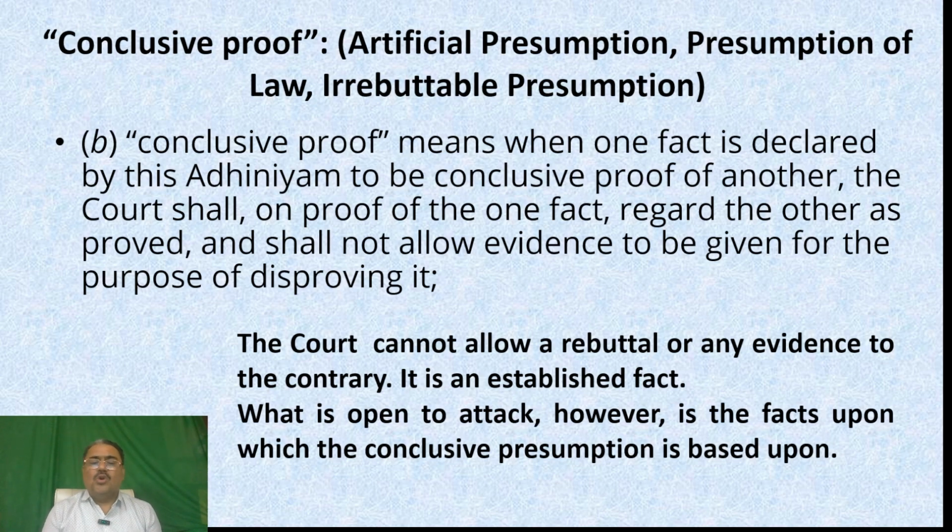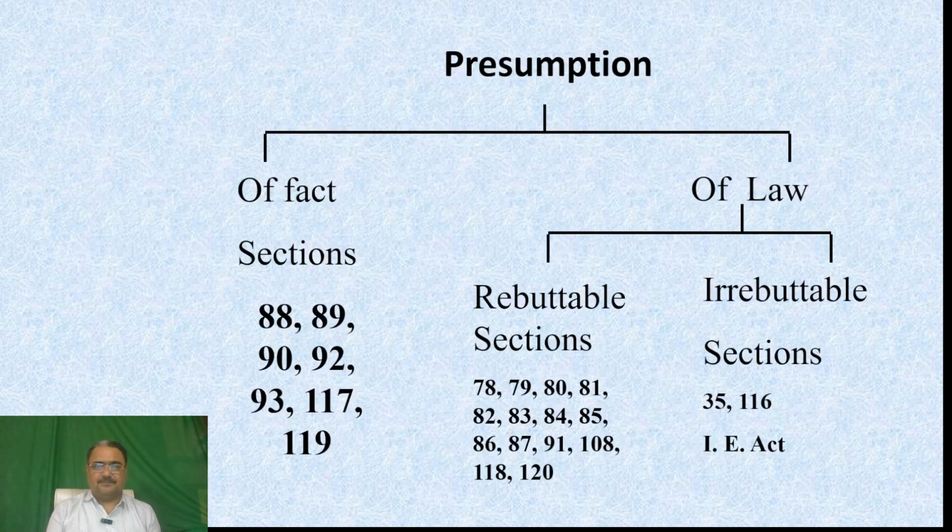Under the law, only in limited circumstances the words conclusive proof are used. So the court cannot allow a rebuttal or any evidence to the contrary. It is an established fact. What is open to attack, however, is the fact upon which the conclusive presumption is based. From the prima facie fact from where we draw the inference, you can challenge that prima facie fact, but once the inference is drawn, that cannot be challenged because it is an artificial presumption, and the court draws the presumption that it is conclusive proof. You cannot give any evidence to rebut it.